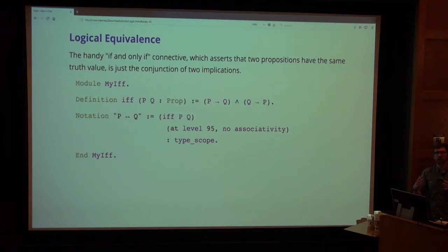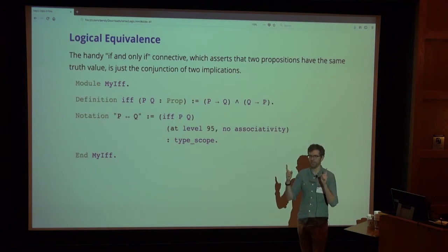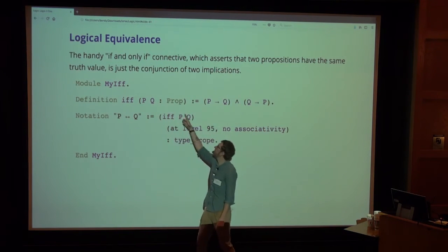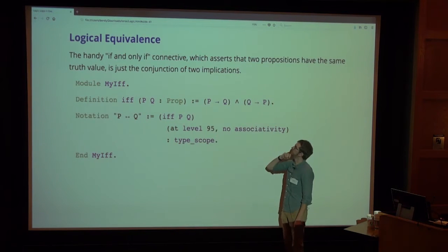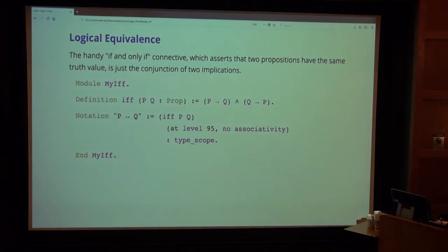So quick question, if I said check if, what type would I get back? Oh, there were a lot of answers. Some people said prop, some people said prop to prop to prop. The second one is the correct answer, right? Because if takes two arguments of type prop, and it gives you a proposition, right?